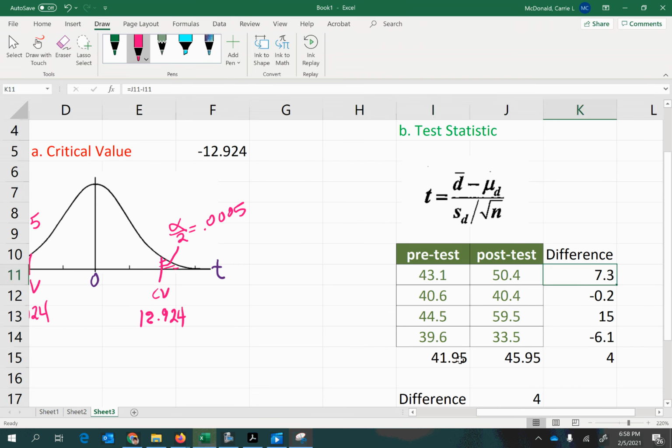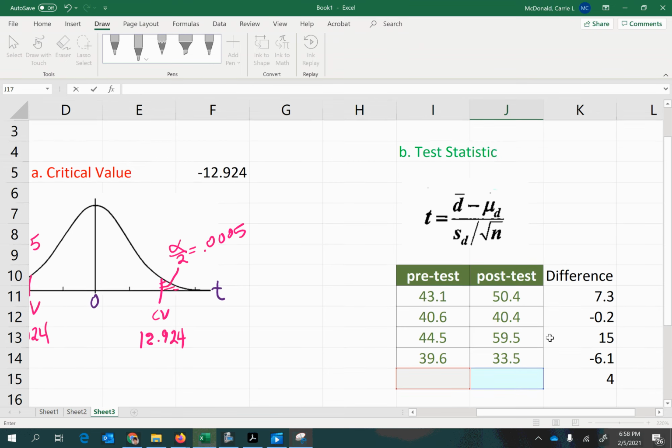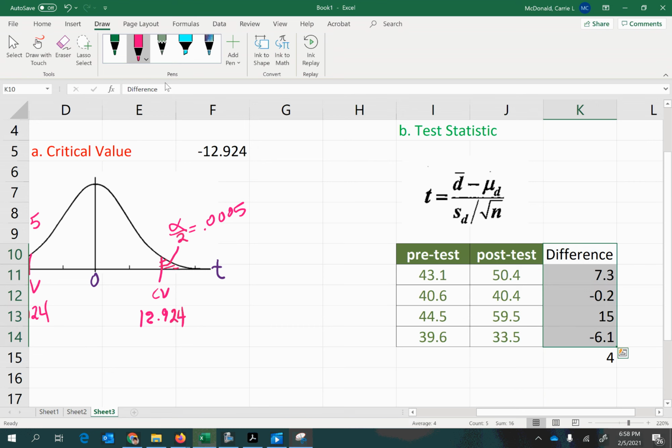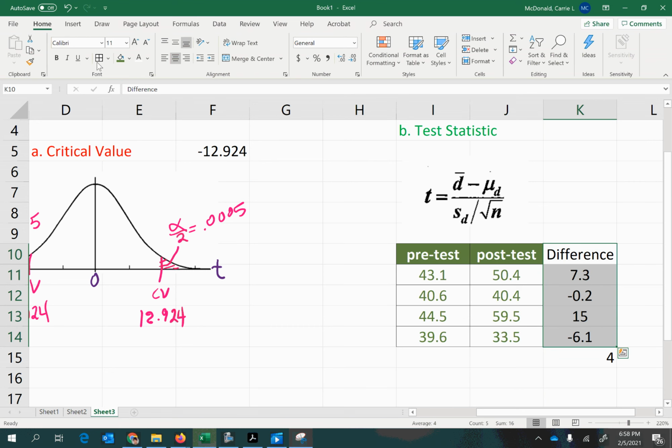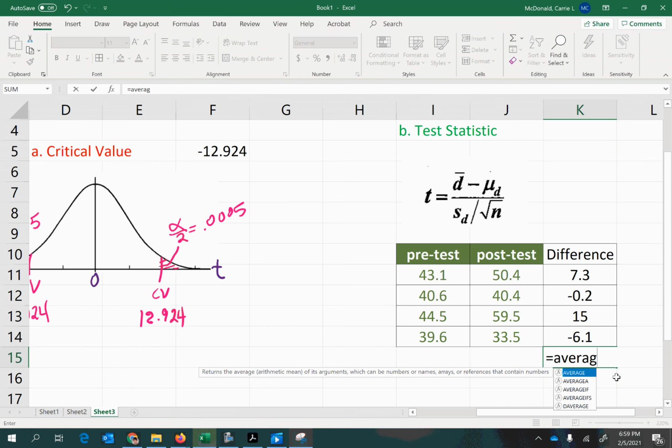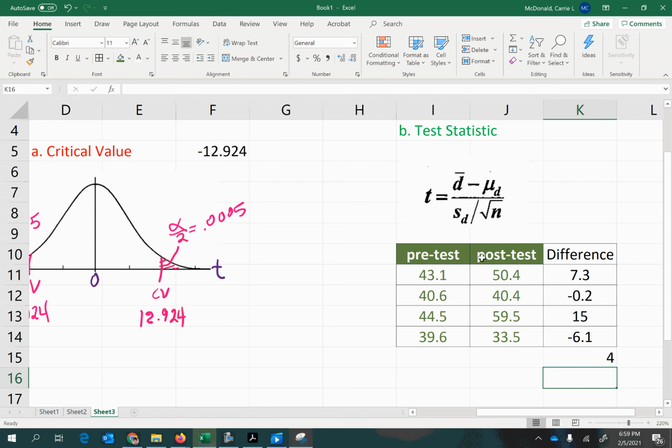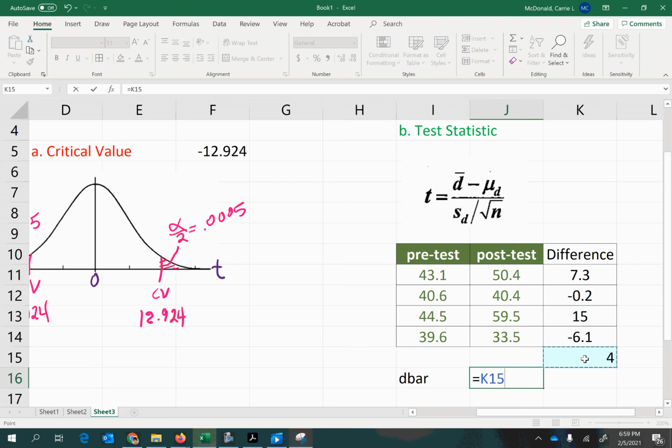And I kind of already showed you what I did here before, and I'll show it again, just in a simpler way. So first I found the difference for each of these. I just subtracted the post-test minus the pre-test for each row. And then I just wanted the average difference. The average of the differences is my D bar. Normally we say X bar for the sample mean, but here we say D bar just to remind us that we're talking about a difference of pairs. And so we now have our D bar. So D bar is 4.